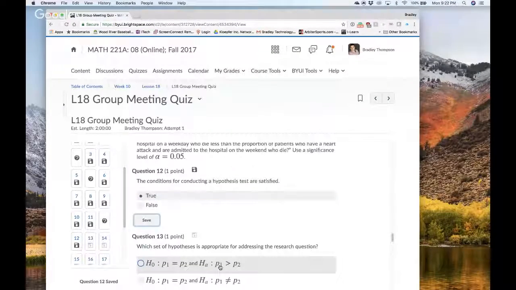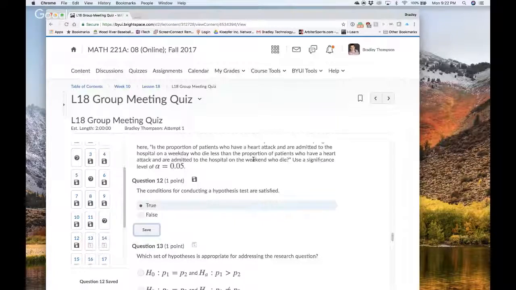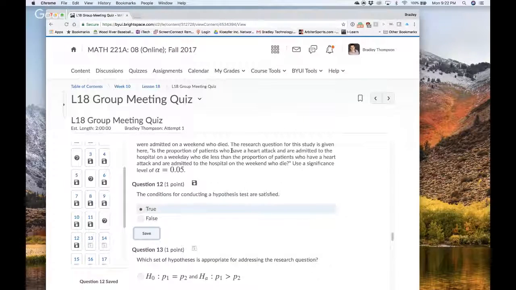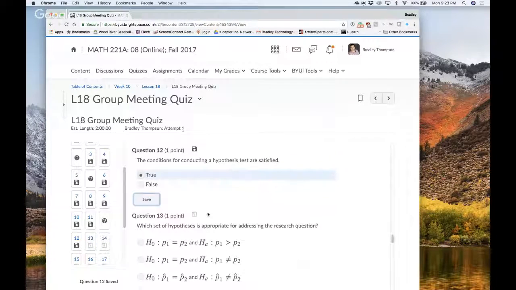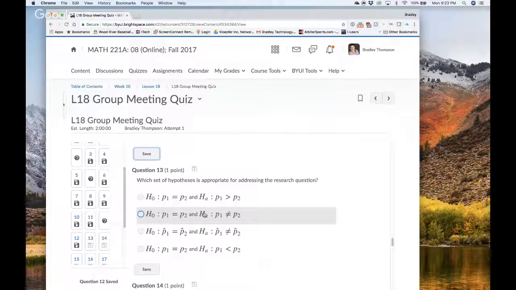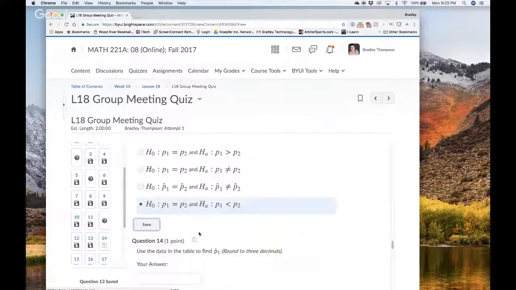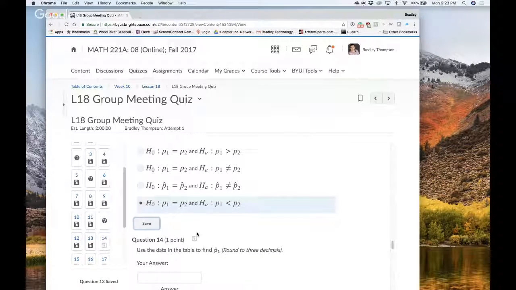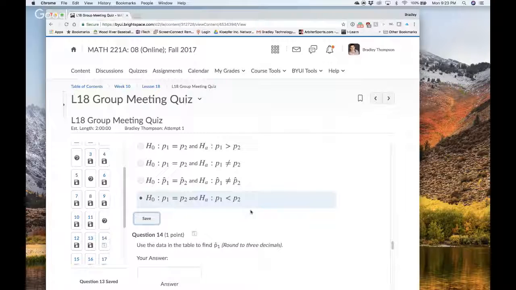Set the hypothesis, the appropriate one. So what is their question, though? Is the proportion of patients who have heart attacks and are admitted to the hospital on a weekday who die less than the proportion who... So is P1 less than P2, right? So it'd be the last one, right? Equal to or less than. Yeah.